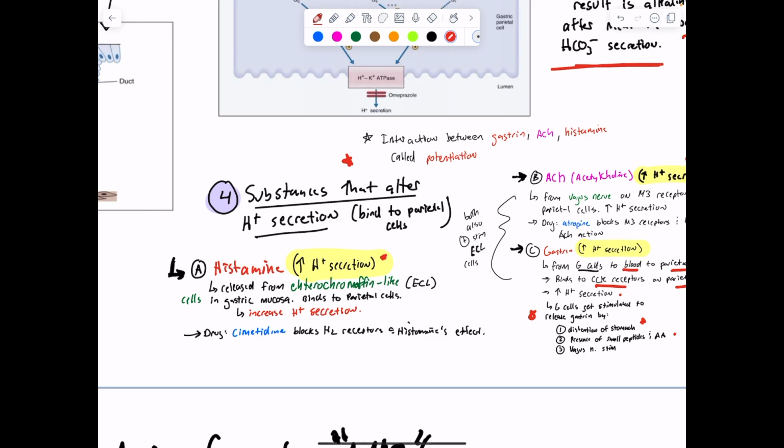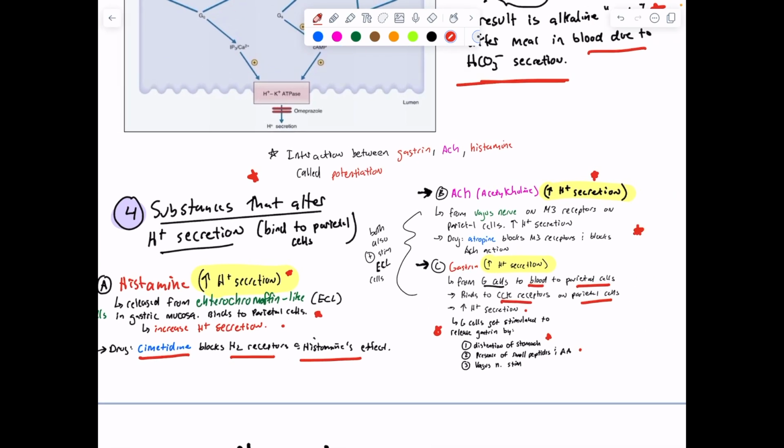Okay, histamine, we know, is pro-inflammatory. It's released by the enterochromaffin-like cells, ECL, in the gastric mucosa. It binds the parietal cells and stimulates H plus secretion. And then the drug cimetidine is going to block H2 receptors and will therefore block histamine's effect. Okay, and then we know acetylcholine from the vagus nerve acting on M3 receptors in parietal cells increases H plus stimulation. So atropine is going to block this and block H plus secretion.